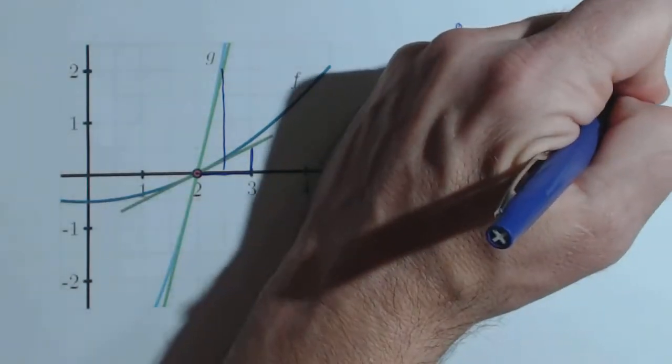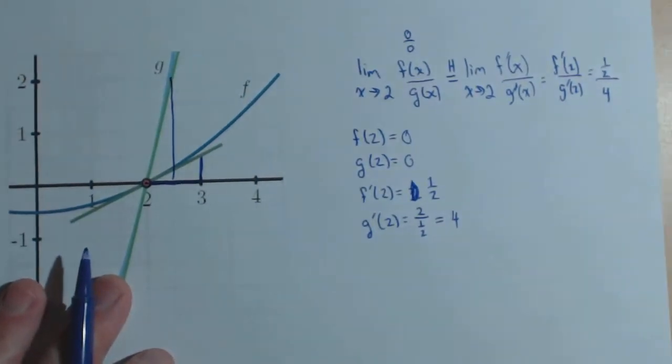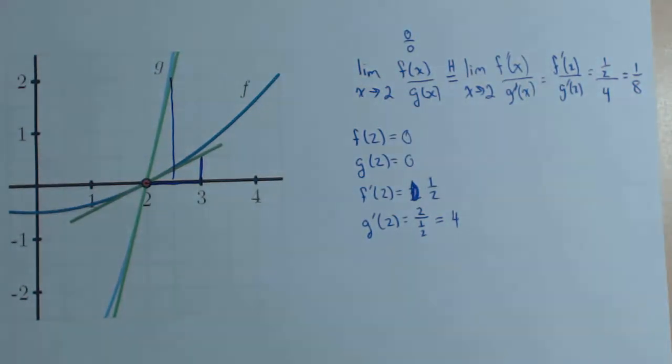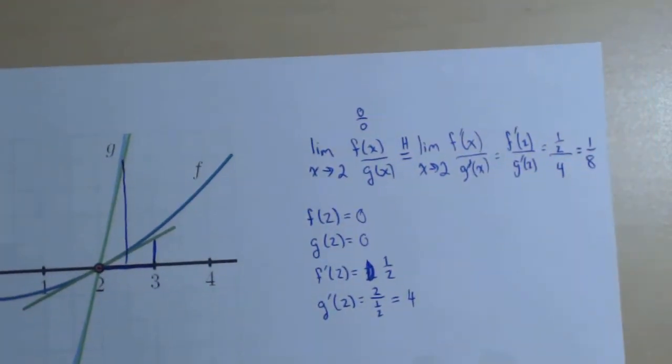f prime of 2 is 1/2. g prime of 2 is 4. And so we're going to get that that limit is going to be equal to 1/8. So we're using L'Hopital's rule by looking at the numerator and denominator separately and using their tangent line approximations, or more notably, the slope of their tangent lines. Let's go ahead and look at another one.